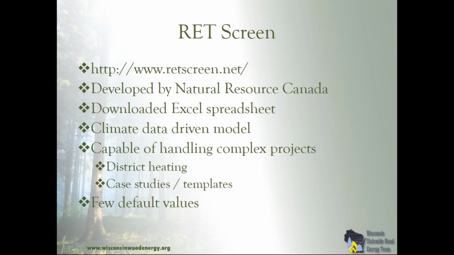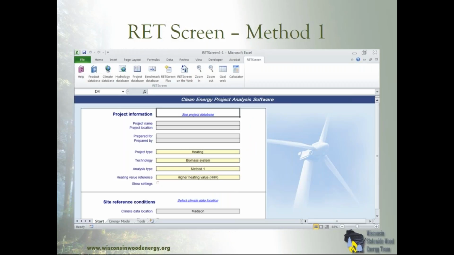So I talked about RETScreen. There's the URL for it. Basically, you download the spreadsheet, and then you can do things through it. It's very good for larger systems, especially district heating type stuff, and they do have some case study type things, and there's a few default values, but you have to put in quite a bit of things. Oh, I do have some of the screens.